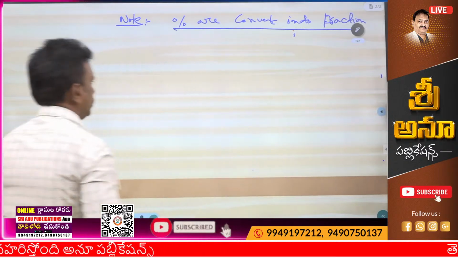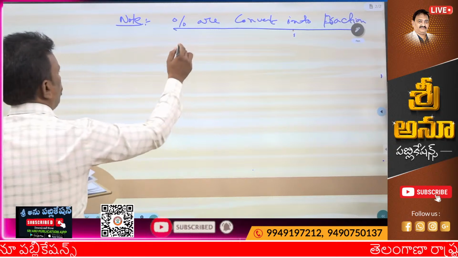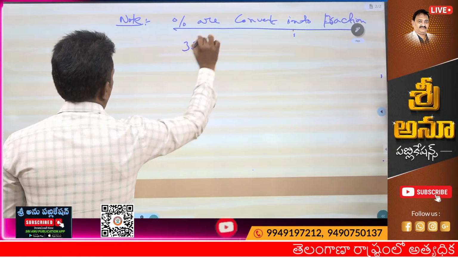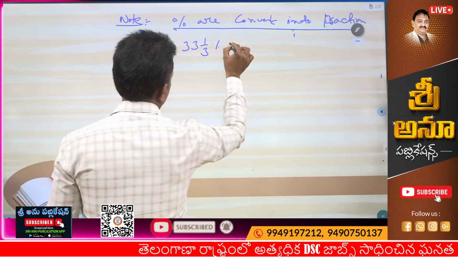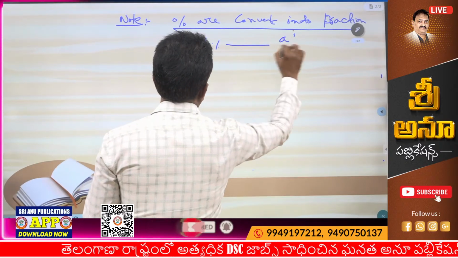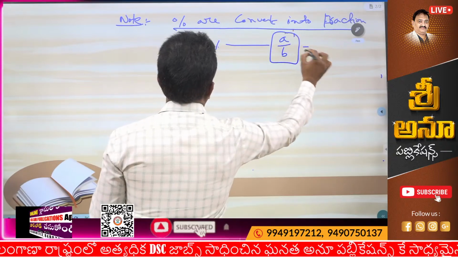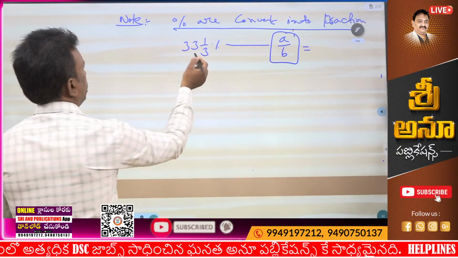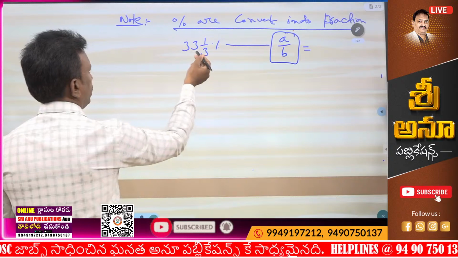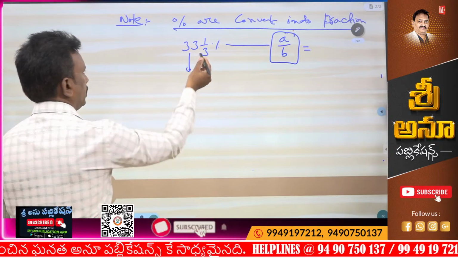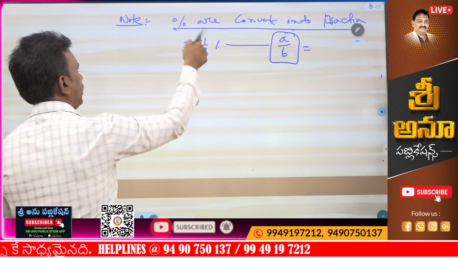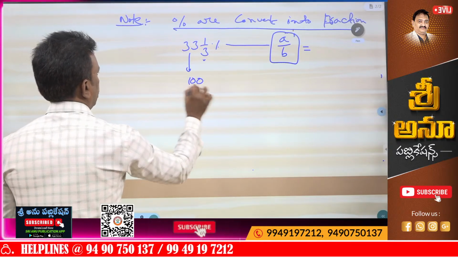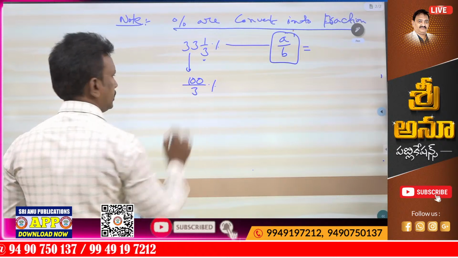For example, 33 1 by 3 percentage. What is the fraction form? Just write, it is a mixed percentage. First convert into an improper fraction. 3 multiplied by 33 is 99, plus 1, so 100 by 3 percentage.